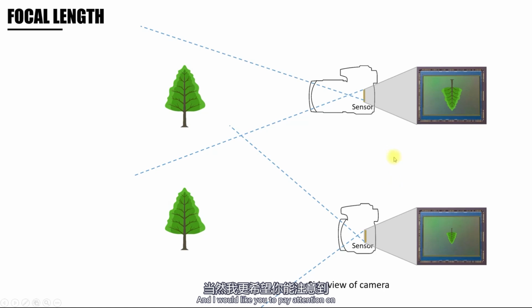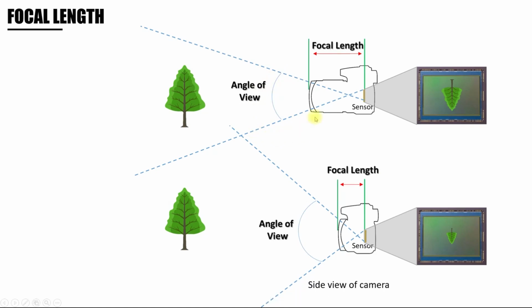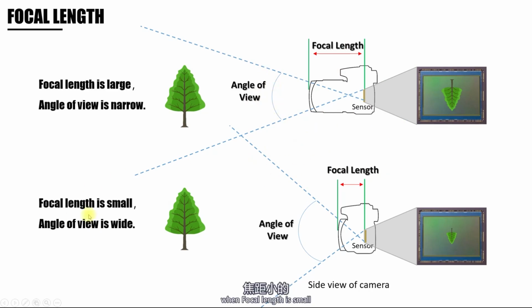And I would like you to pay attention to the focal length and the angle of view. As you can see in this picture, when the focal length is larger, the angle of view is narrower. When the focal length is small, the angle of view is wider. It can be quite straightforward, but it could also mess your head up.